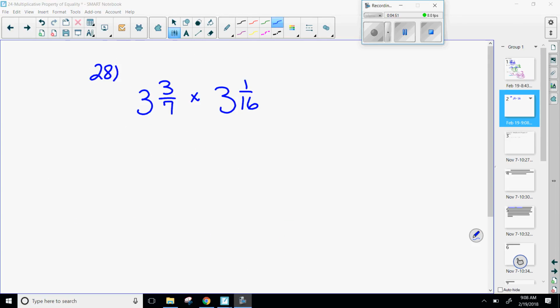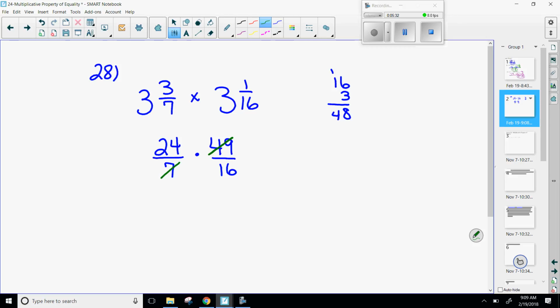Improper fractions. So the first one is an improper fraction. You take 7 times 3 is 21 plus 3 is 24. So you have 24 over 7 times, what's 3 times 16? Yep, 48. Very good. Plus 1 makes it 49/16. Now, I would recommend, instead of multiplying it and then trying to reduce the fraction you get after that, to reduce first.